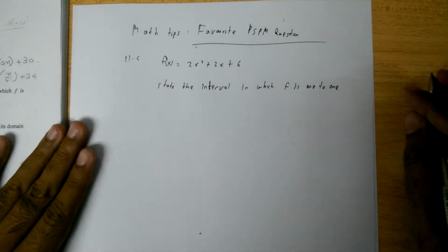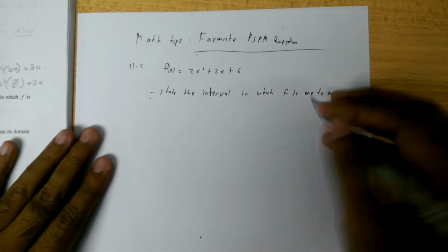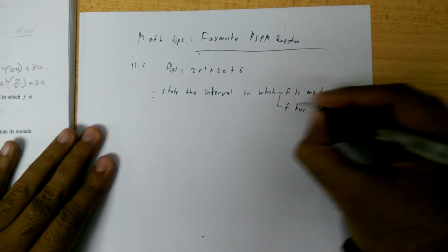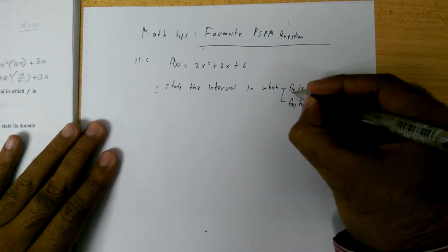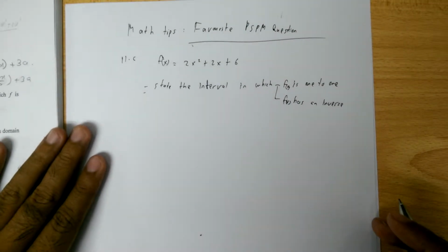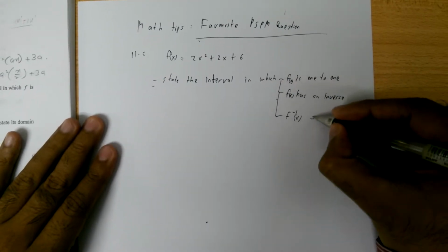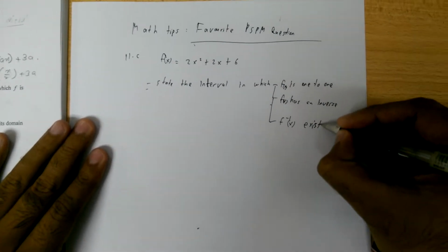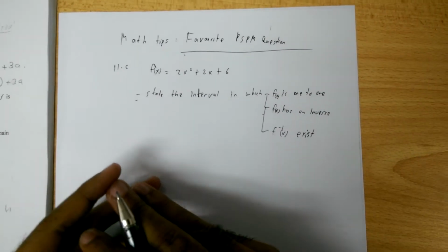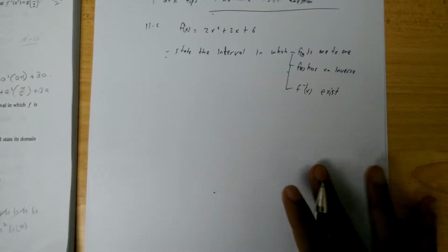You can be asked like this in the exams, or they can also state: the interval in which f has an inverse. Or you will be asked like: f negative 1 of x exists. These three questions are the same question. It's three variants and it always comes out for PSPM.